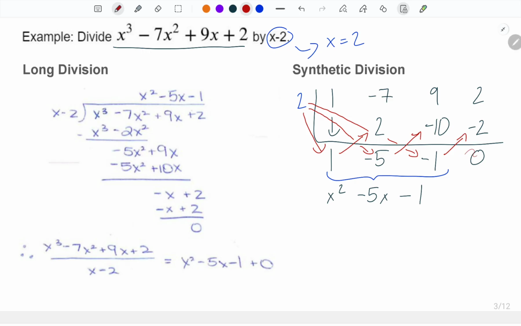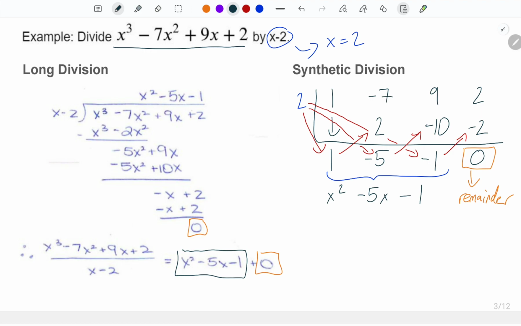And, well, what's the number at the end? The number at the end, that is your remainder. So you have the quotient, you have the remainder, that's what we need. And if you take a look at what we have on the other side, we have x squared minus 5x minus 1, and we also have the same remainder, 0. So it matches up. At first it might seem like just a bunch of numbers, but once you get the algorithm down with synthetic division, it can be a little bit more efficient than long division. So it's up to you which you want to use.